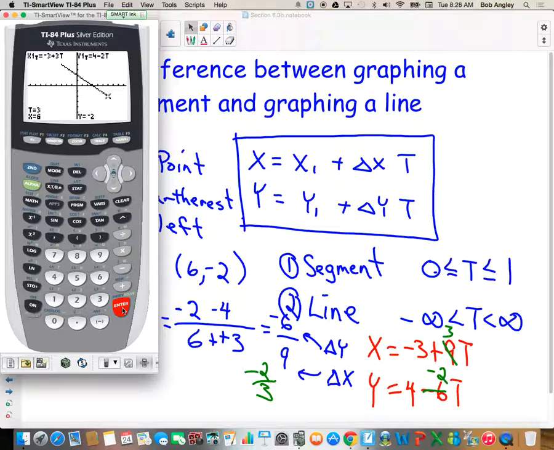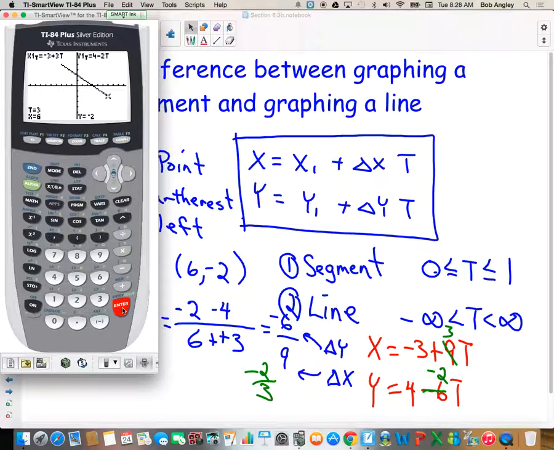Okay, now, notice that the heading up here is the difference between graphing a segment and graphing a line. If we have a beginning point and an ending point to our t interval, then we will have a beginning point and an ending point to our graph.